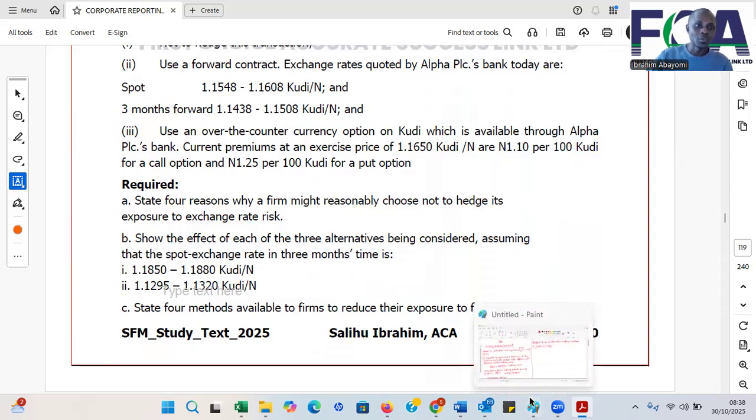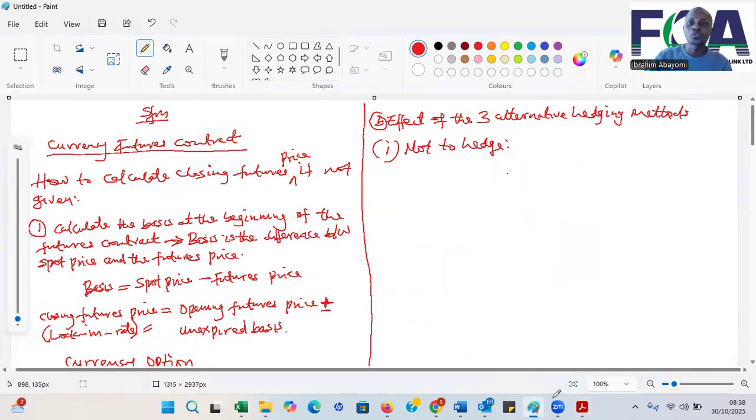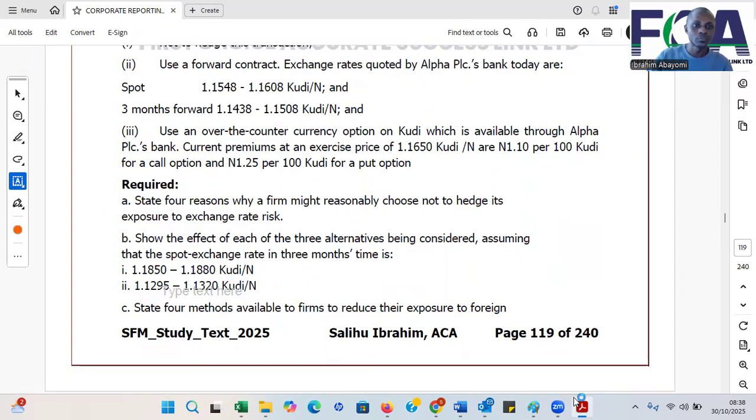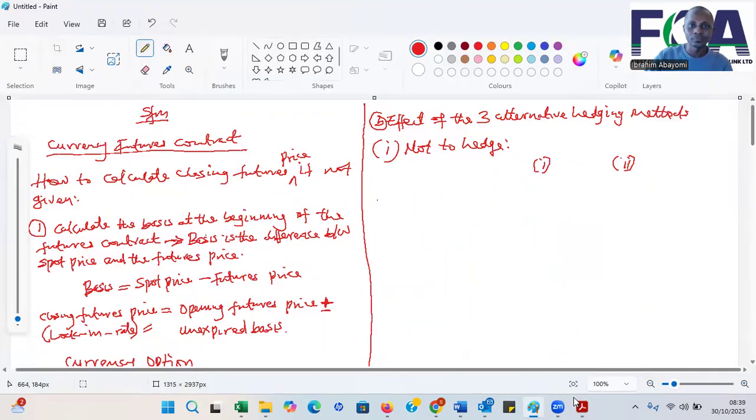So let's go and see. We have 1.18 for scenario 1, 1.188 for scenario 2, and 1.132. So scenario 1, scenario 2. What do you call it? The 3-month spot price.